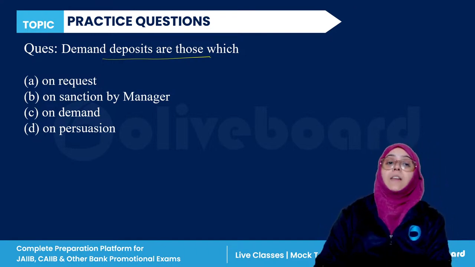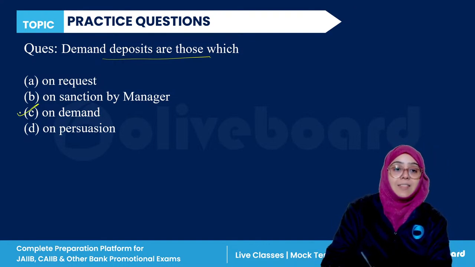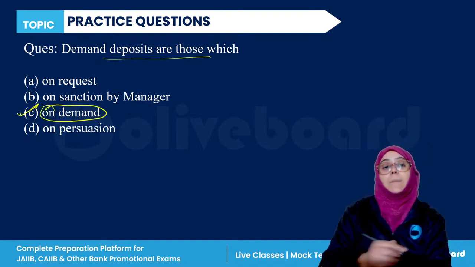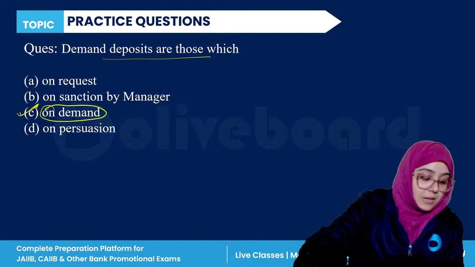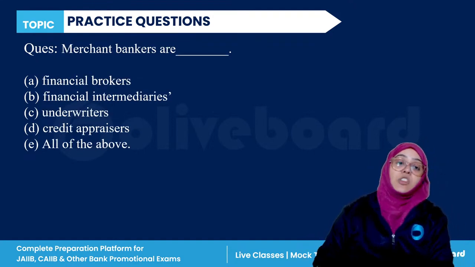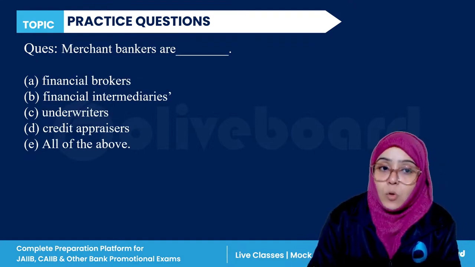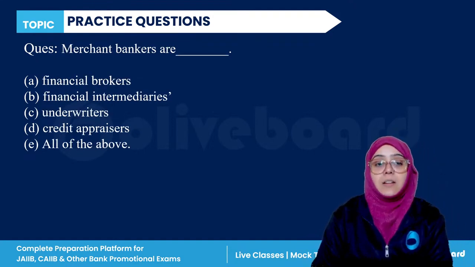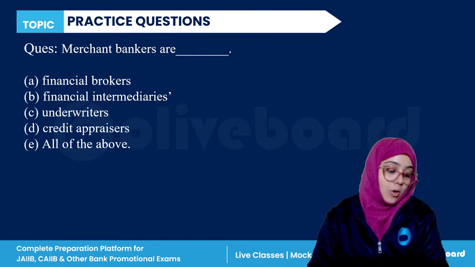Good. So here, if we talk about the demand deposit, yes, these are those deposits which are payable on demand, right? Good. Next, merchant bankers are financial broker, financial intermediaries, underwriters, credit appraiser, or all of the above.